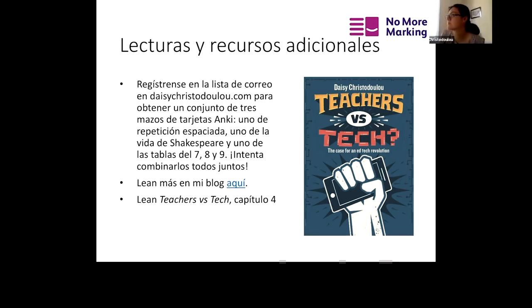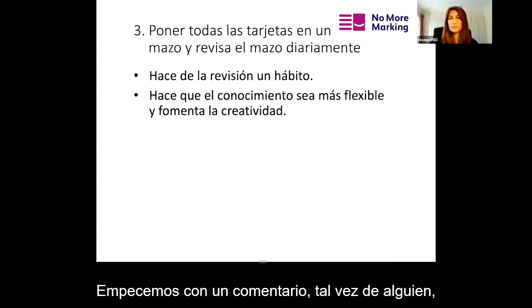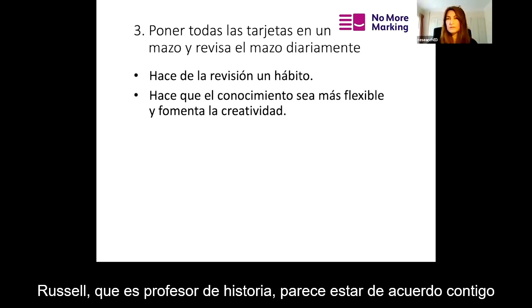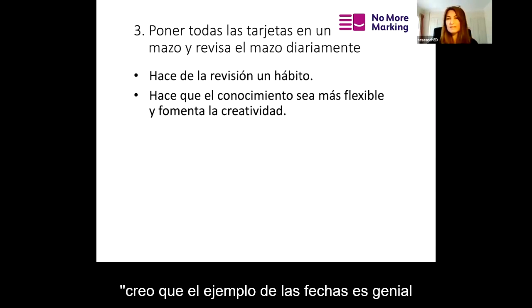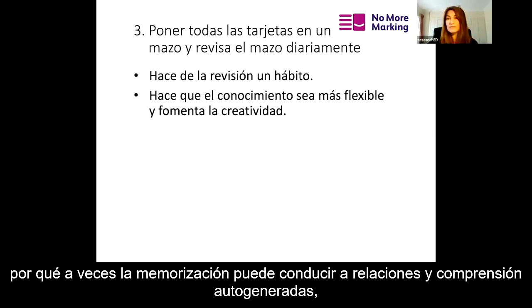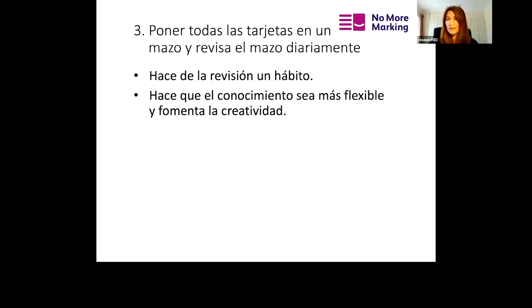Yes, that one. Just to start with a comment, perhaps, from someone, Russell, who's a history teacher, who seems to agree with you. I think the date example is great for why sometimes memorization first can lead to self-generated links and understanding. So someone who recognized that in their own teaching. Yeah.